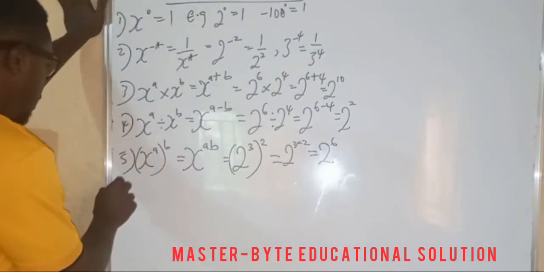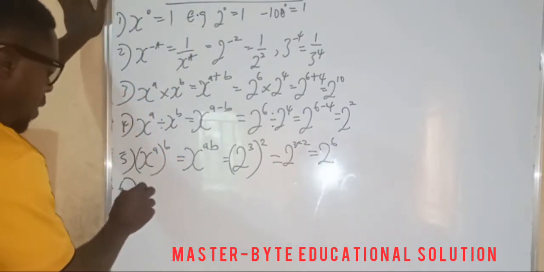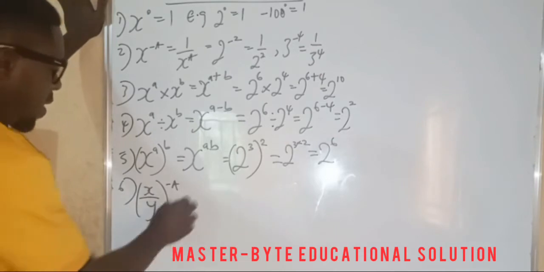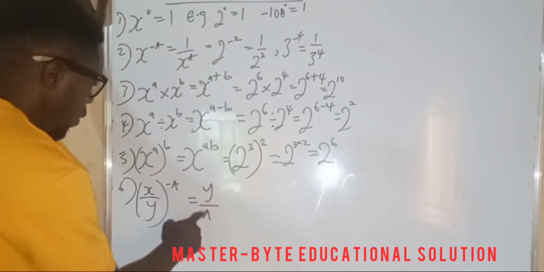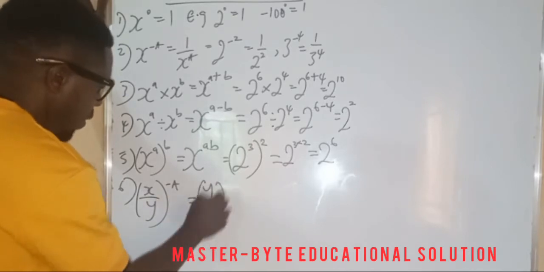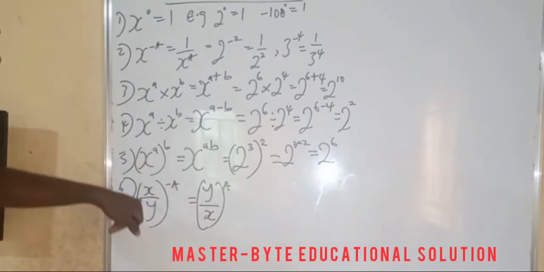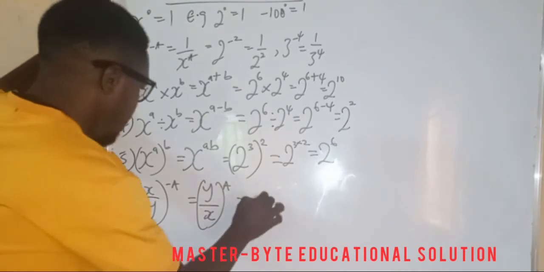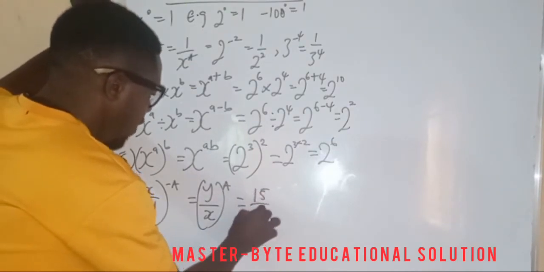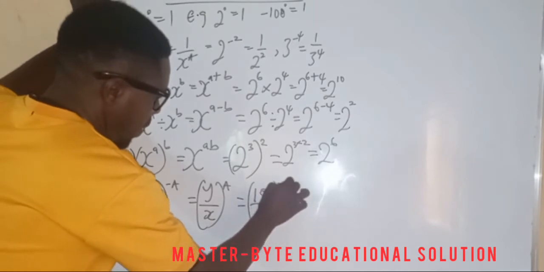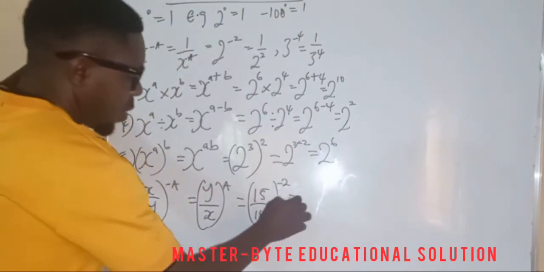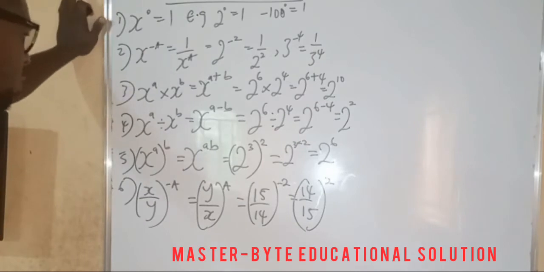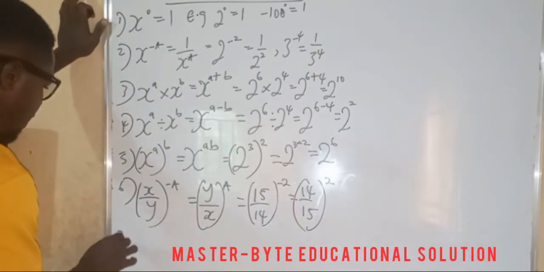Now, the sixth law says that if you are given x over y in bracket raised to minus a, it is the same thing as y over x in bracket raised to a. To change this minus sign, the denominator will go up while the numerator will come down. If you are given an example like 15 over 14 in bracket raised to minus 2, to change this minus sign, what you are going to have is 14 over 15 in bracket raised to 2, squared.